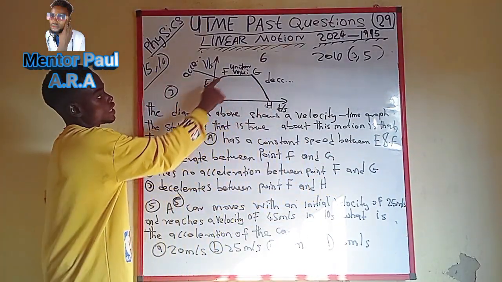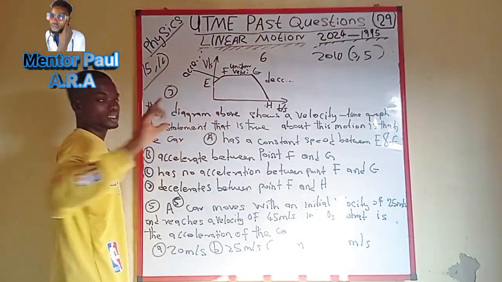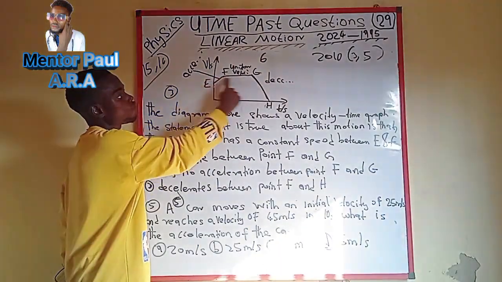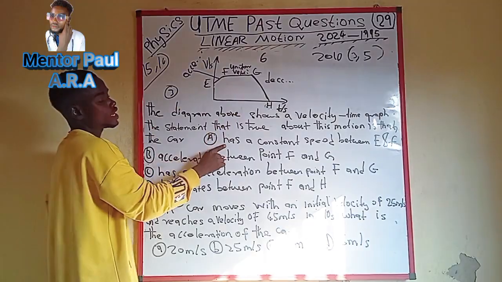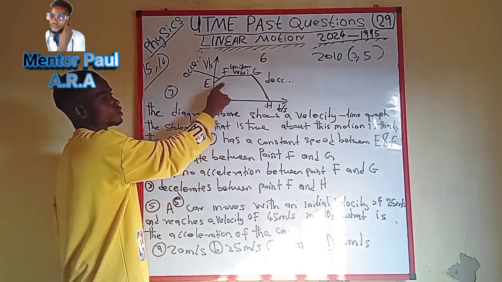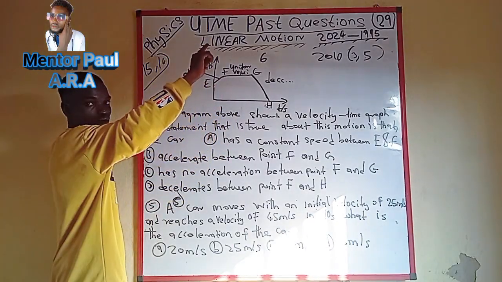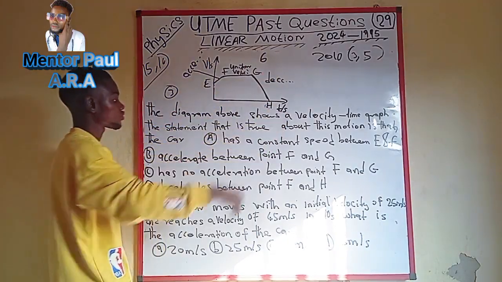Where is the E? E and F is not a constant speed. Where it has a constant speed is in F and G. So option A is not correct. What it has here is a what? Uniform acceleration. Here is a uniform deceleration.